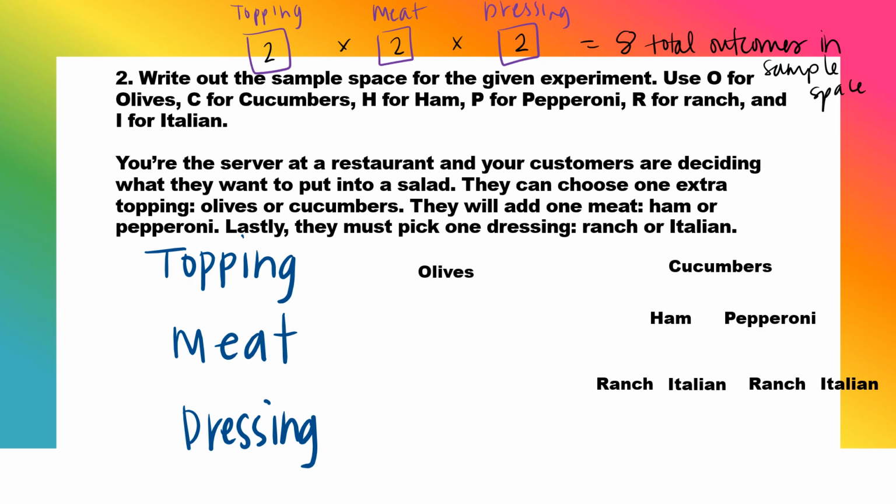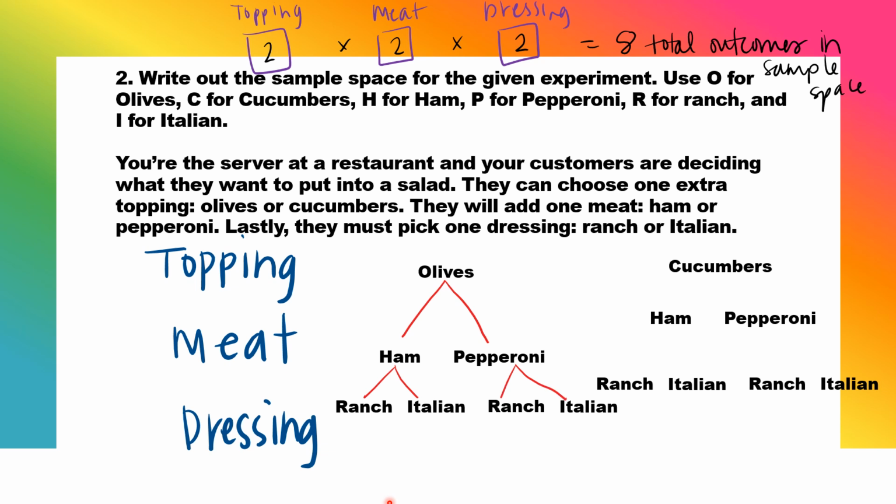If I'm following the tree diagram, my next choice, if I choose olives, then I could also choose ham or pepperoni. And then from there, I can choose ranch or Italian. And then you can see I've got the same thing over here if I chose cucumbers as my topping. So just filling in the little tree diagram. And so now I can write out my entire sample space.